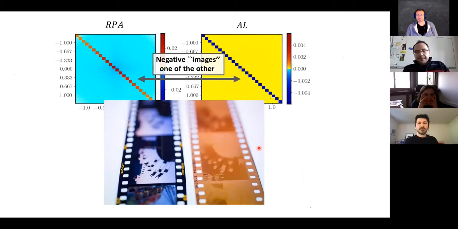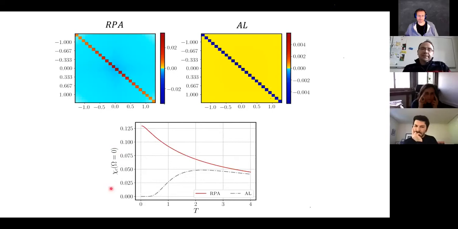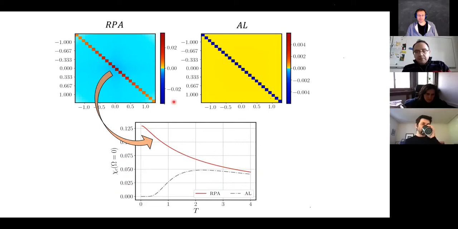And this has a direct connection with the physics, because if you plot the temperature dependence of the physical charge response, the static one, as a function of temperature, you see that at high temperature in the perturbative regime, the RPA and the atomic limit behave more or less the same, while at low temperature, of course, they completely differ. And this large value that you get in random phase is, of course, related to the strongly positive diagonal that you have here, while the suppression of the atomic limit comes from the negative diagonal.